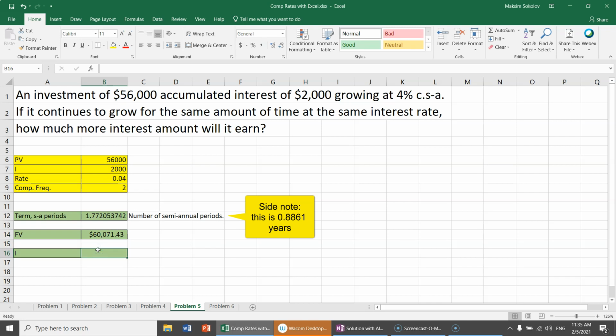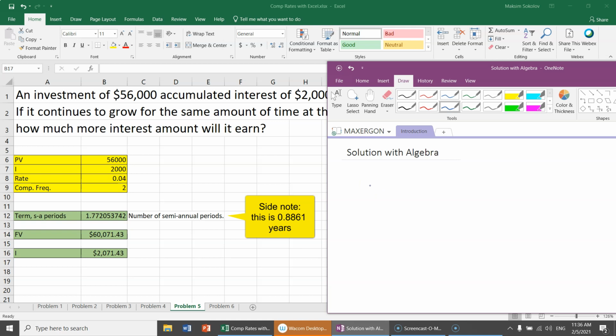The final thing is to find the interest. The interest is our future value minus that new updated present value, which is in cell B6 plus interest, which is in cell B7. So from our future value, which is 60,071.43, I subtract that updated present value, which in this case is going to be 58,000. The interest amount thus is found as $2,071.43.